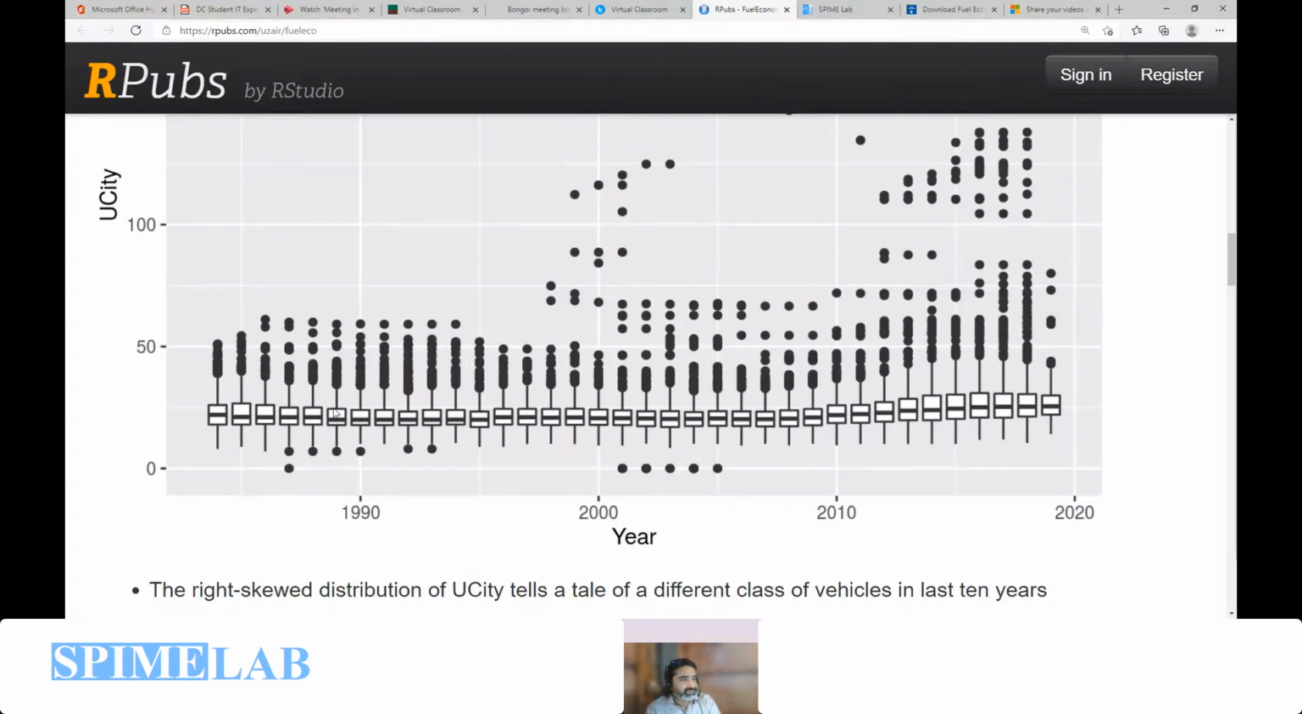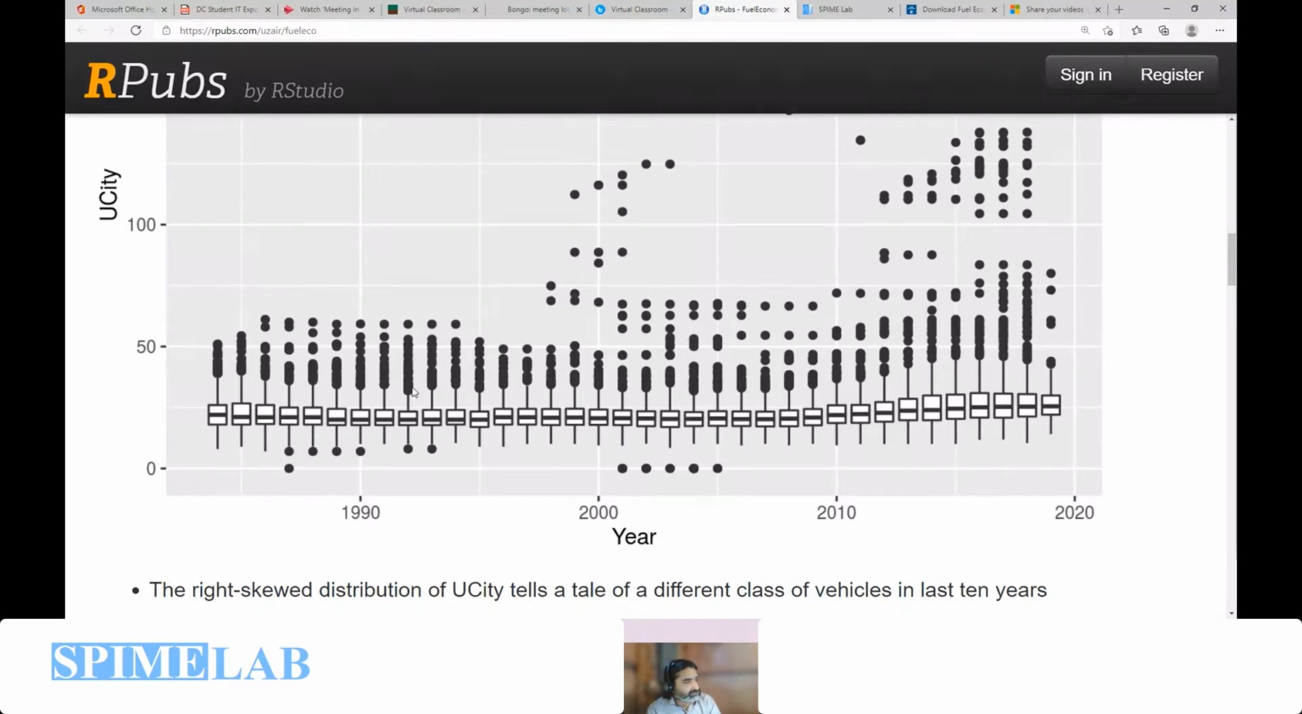The box shows the same numbers that we looked at in the previous page: min, max, and median. The bottom line is min. The bottom line is the first quartile, sorry. The top of the box is the third quartile, and the thick line in the middle is the median.